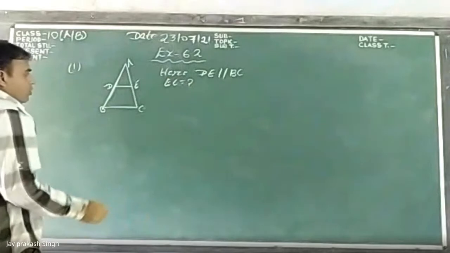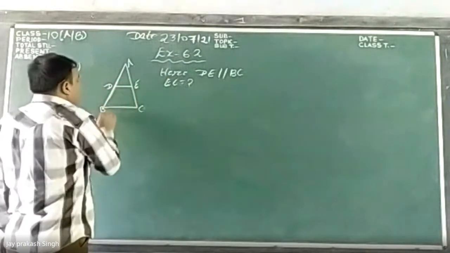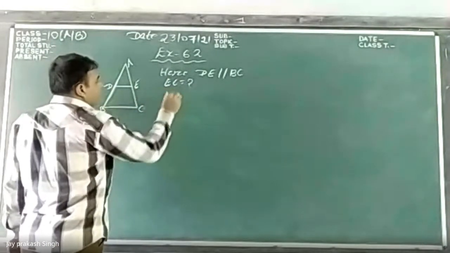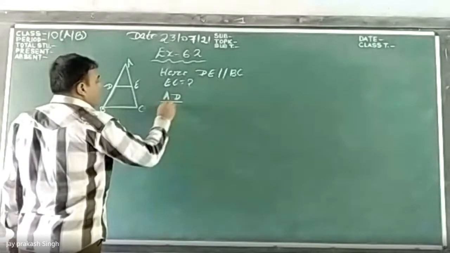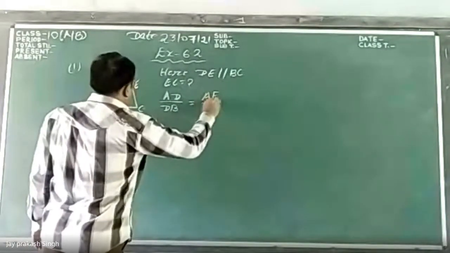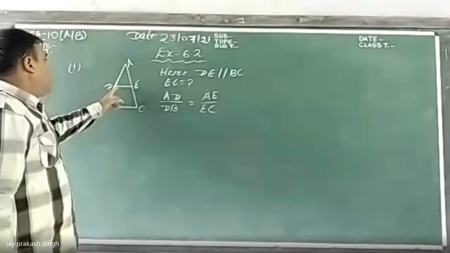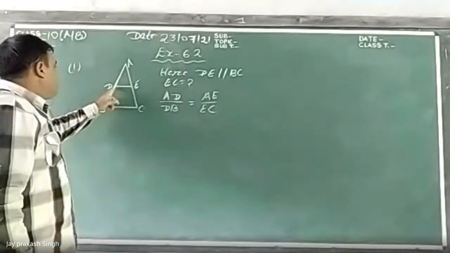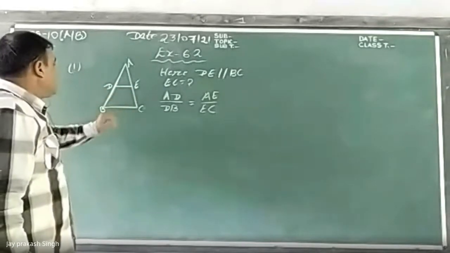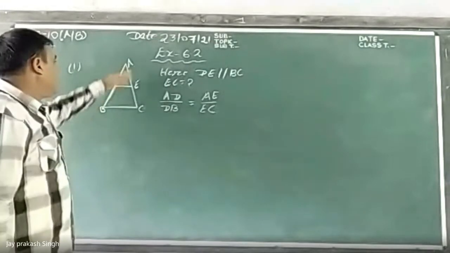So, by BPT, the basic proportionality theorem, as DE is parallel to BC, we can write AD by DB equals AE by EC. In a triangle, if two points are joined by DE, which is parallel to BC, then we can write AD by DB equals AE by EC.